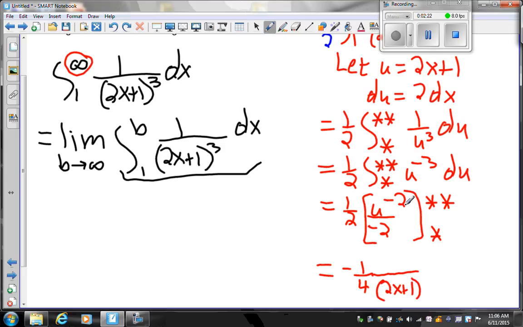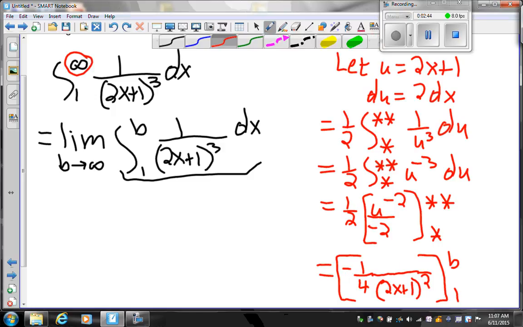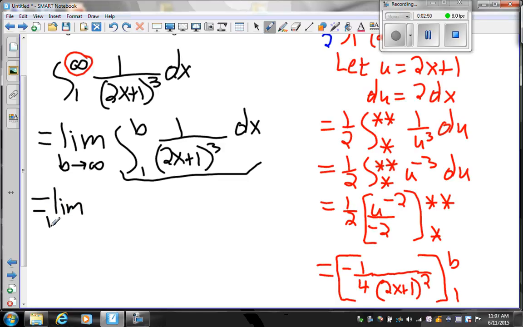And the negative 2 as the exponent, the negative will drop the factor of u squared into the denominator, so it becomes (2x plus 1) squared in the denominator. Now we're back to x's, so we may evaluate on our original limits of integration, which were 1 to b. So this is our definite integral. So it goes over here and waits for the limit to be evaluated.